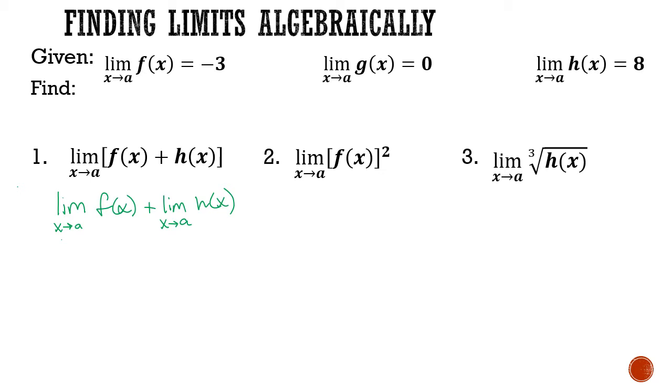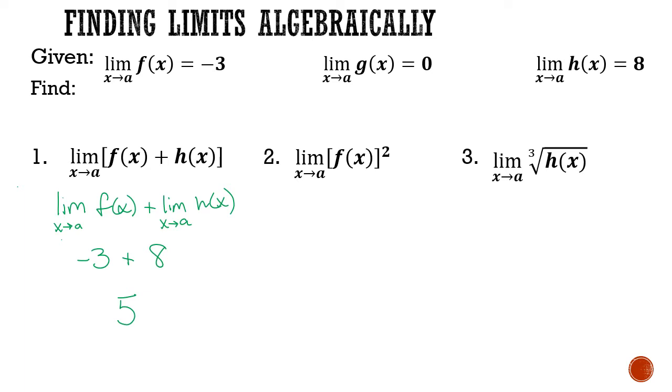So now I've got the limit of f of x as x approaches a, and that's -3, plus, and I'm going to look for the limit of h of x when x is approaching a, and that's 8. So -3 plus 8 is 5. Remember, do not circle your answers. It's really important when you get to the AP test.